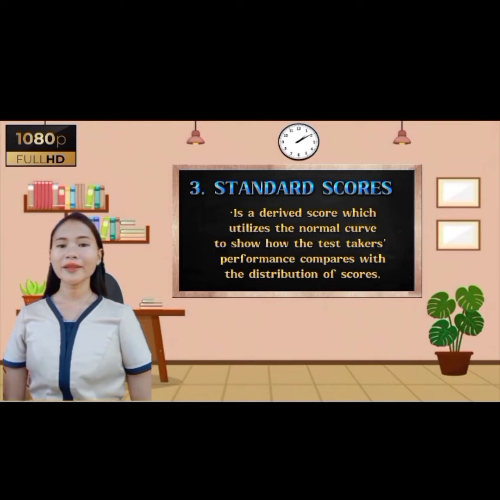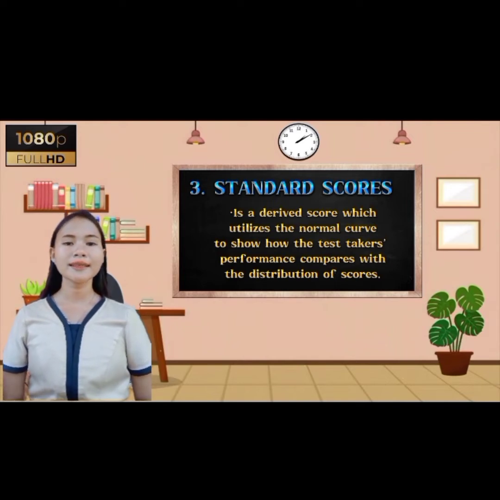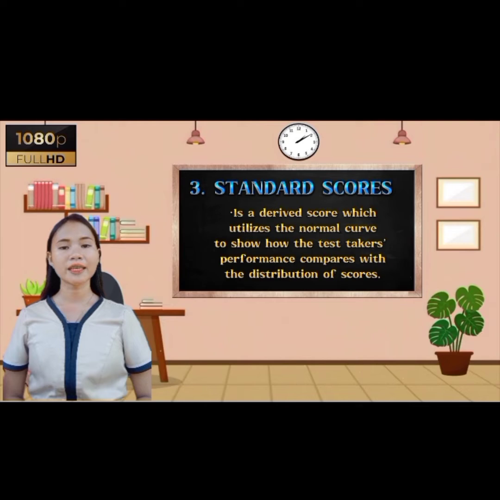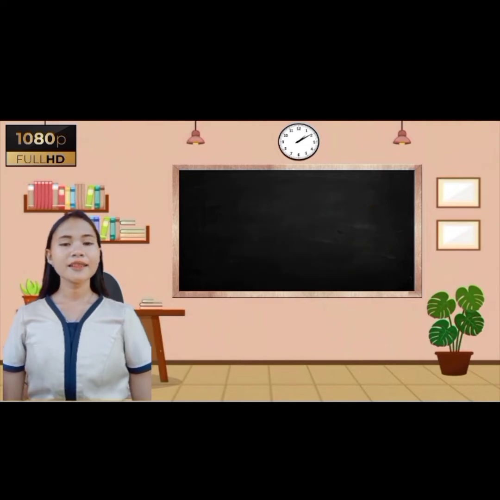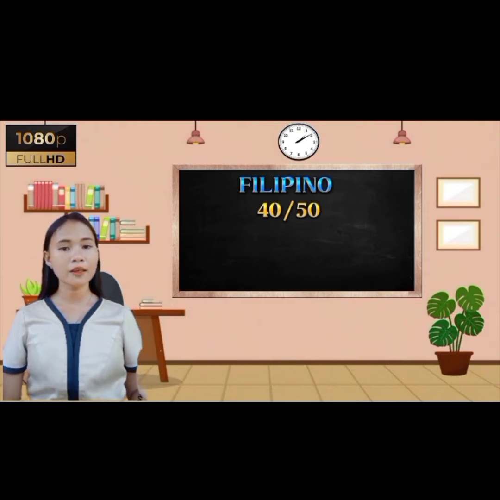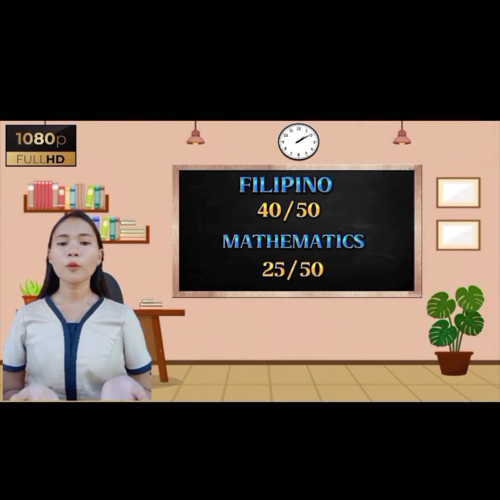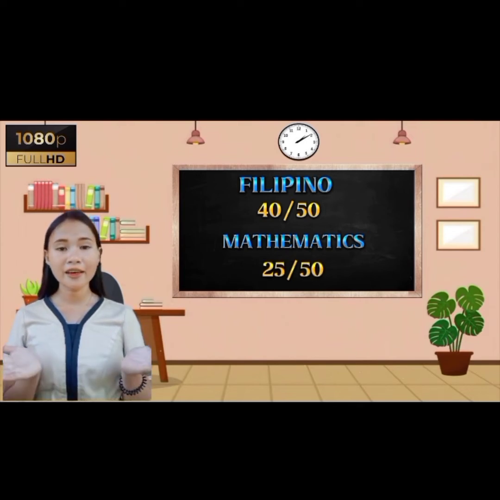So, we all know that it is difficult to use raw scores when making comparisons between groups and different tests, considering that tests may have different levels of difficulty. An example of this is a test from a math and a Filipino subject. Do you agree that these two subjects have different levels of difficulty? Yes, they do. So let's say the student got 40 over 50 in Filipino, while in mathematics the student got 25 over 50. We can't compare these two raw scores because they are different.